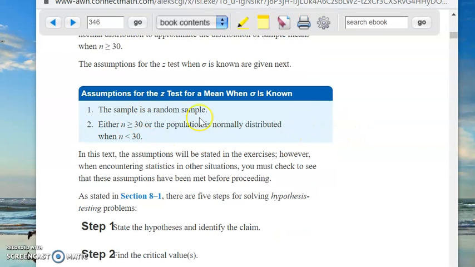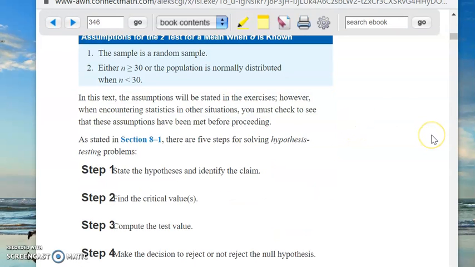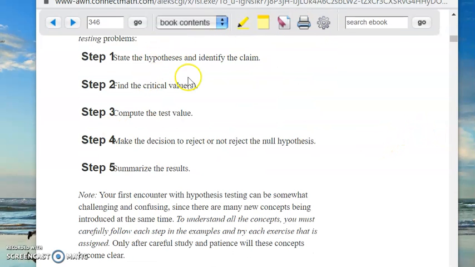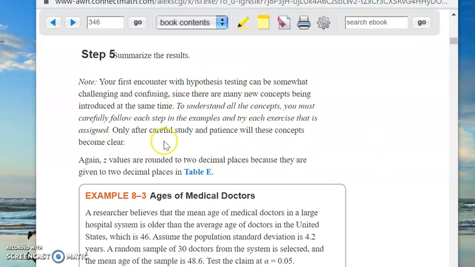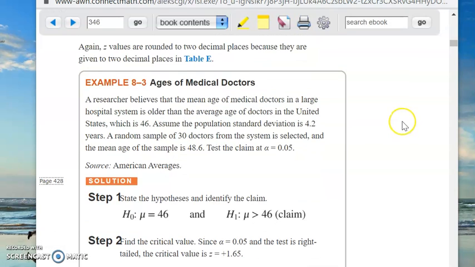Okay, so here's the requirements. Let you read that yourself in your book. Okay, all right. So here's the steps. As always, you state the hypothesis, you find the critical values, you compute the test value, make the decision, reject or don't reject the null hypothesis, and then you have to summarize the results. This is a true statement. It is so confusing, so confusing. So let's do an example in the next video. Example 8-3.